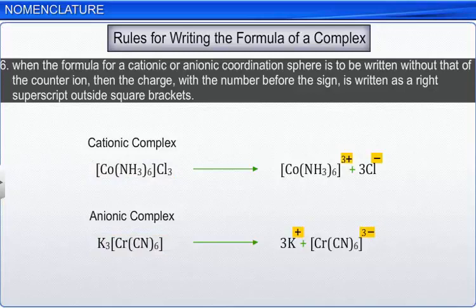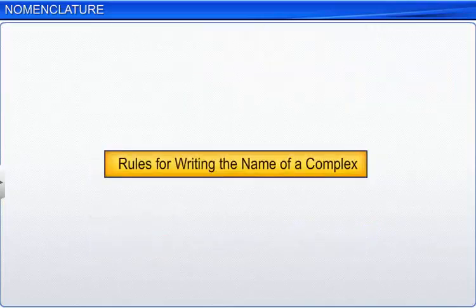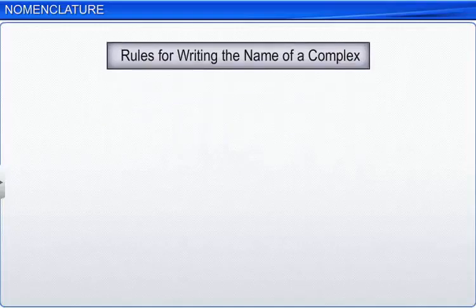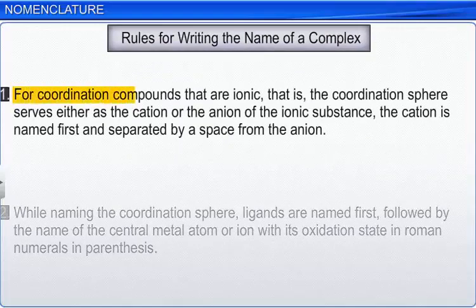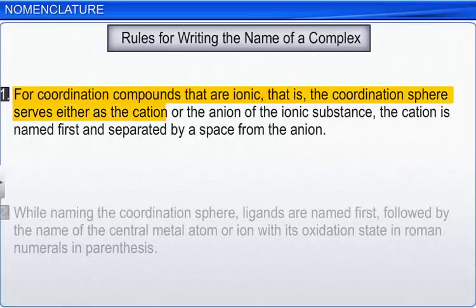Now let's see the IUPAC recommendations for writing the names of complexes. The first rule is, for coordination compounds that are ionic, that is, the coordination sphere serves either as the cation or the anion of the ionic substance, the cation is named first and separated by a space from the anion.